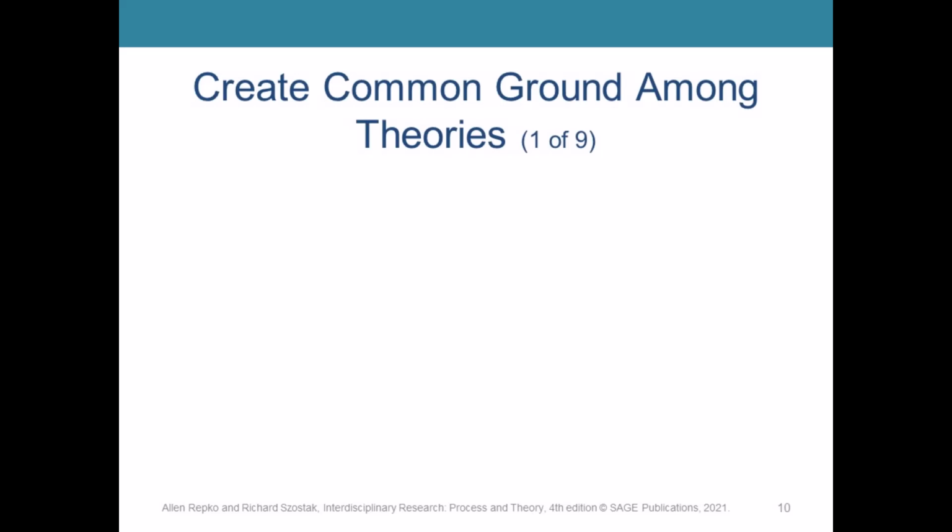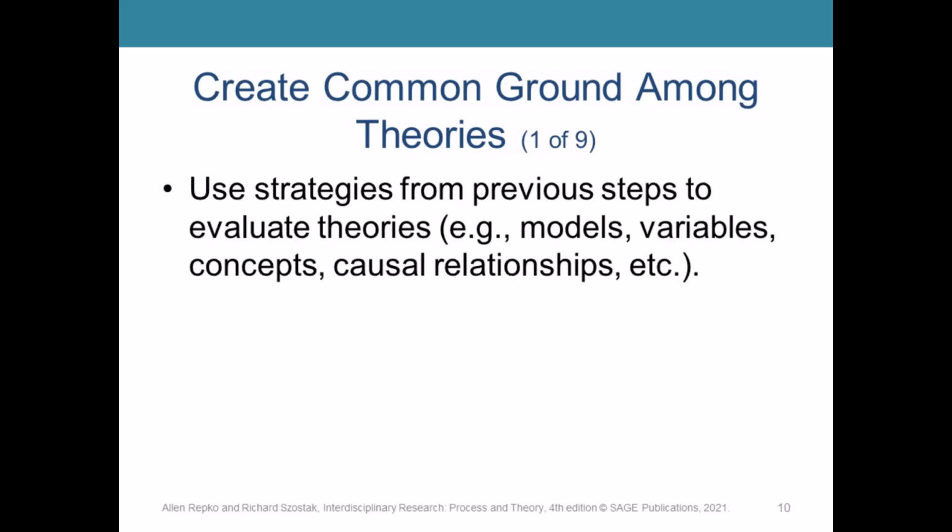The process we use to create common ground among conflicting insights from theories is similar to the process you use with those from conflicting concepts and assumptions. The first step is to evaluate the theories, their models, variables, concepts, causal relationships, and so on. Technically, you should have already done this in the previous steps of the IRP, but this time around, you'll have a different goal: to modify and unite all insights and prepare for integration.